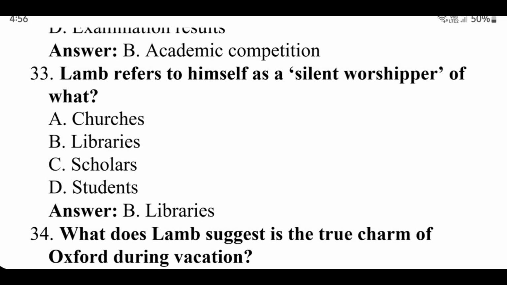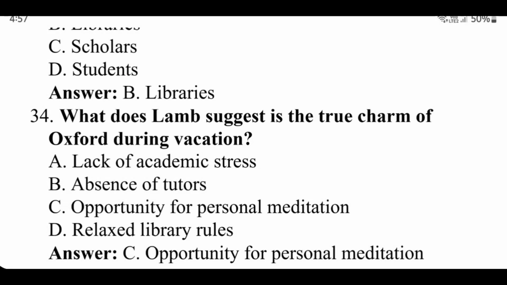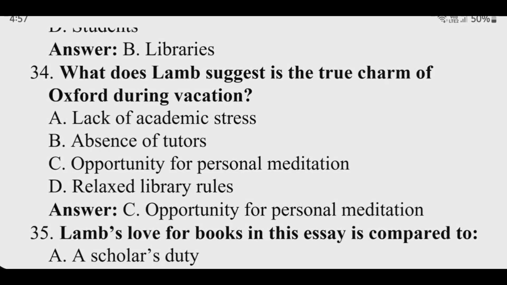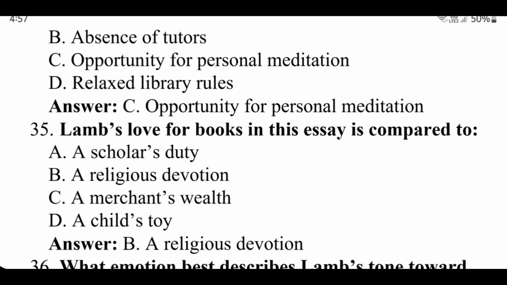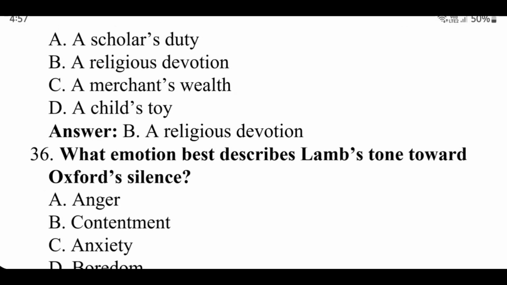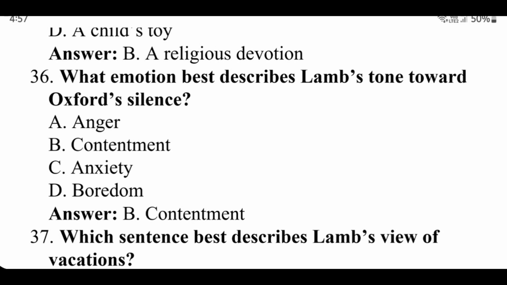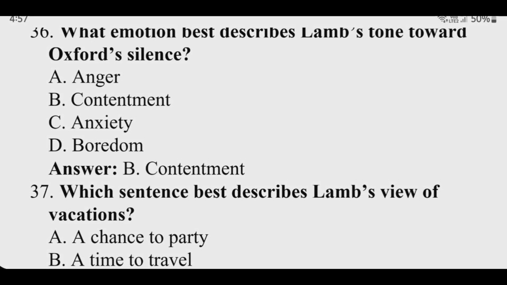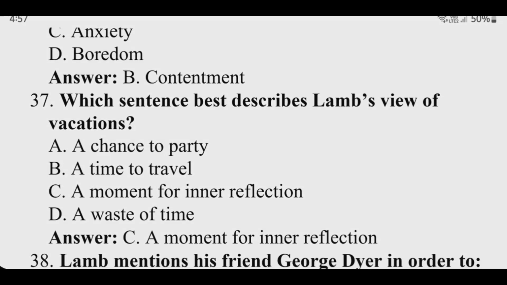What does Lamb suggest is the true charm of Oxford during vacation? Its opportunity for personal meditation. Lamb's love for books in this essay is compared to a religious devotion. What emotion best describes Lamb's tone towards Oxford's silence? It's contentment. Which sentence best describes Lamb's view of vacations? A moment for inner reflection.